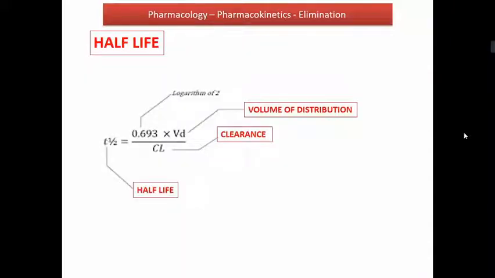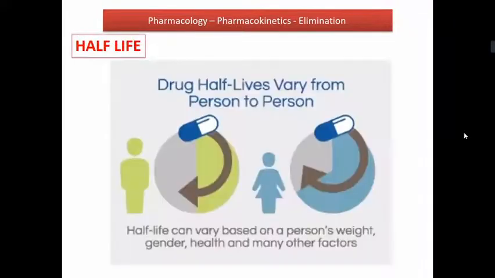Okay, so half-life is equal to this constant, 0.693 times the volume of distribution over that of clearance. Okay. So there are some factors that affect or may have an influence on the half-life of the drug. So it can be affected by the person's weight. Right?